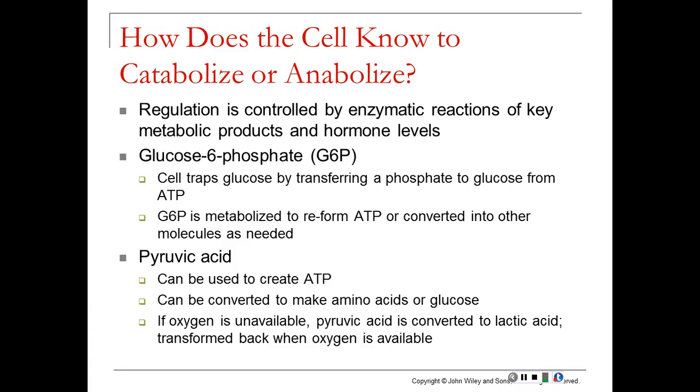There's also pyruvic acid. Pyruvic acid can be used to create ATP. It can be converted to make amino acids or glucose as well. If oxygen is not available, that pyruvic acid is going to be converted into lactic acid. And then when oxygen is available, that lactic acid can then be converted back into pyruvic acid, which can enter the Krebs cycle and then the electron transport chain.